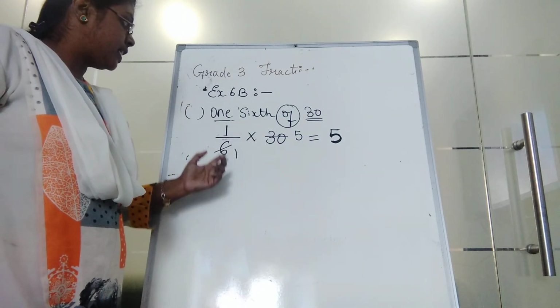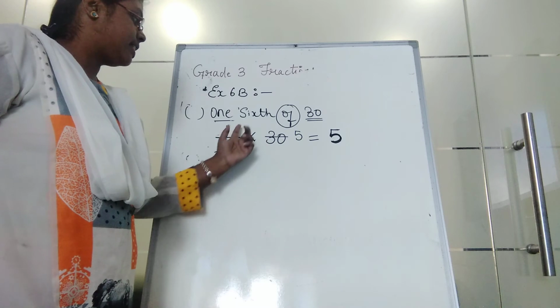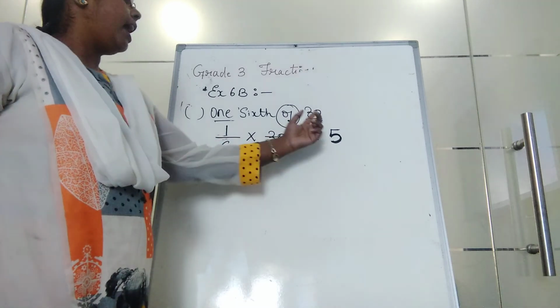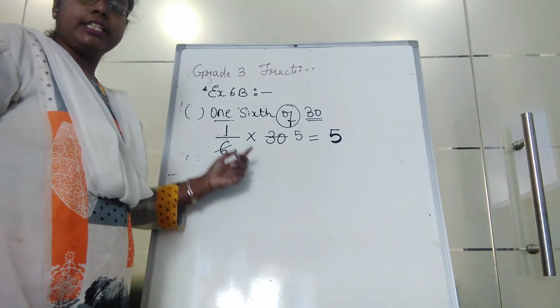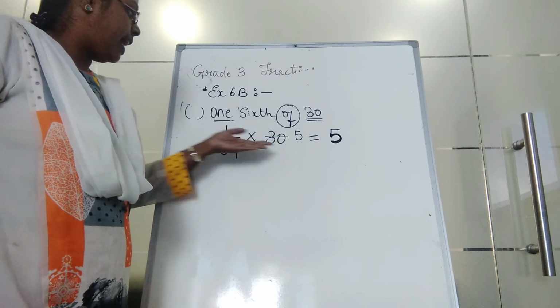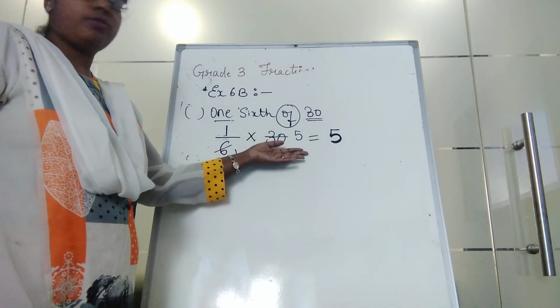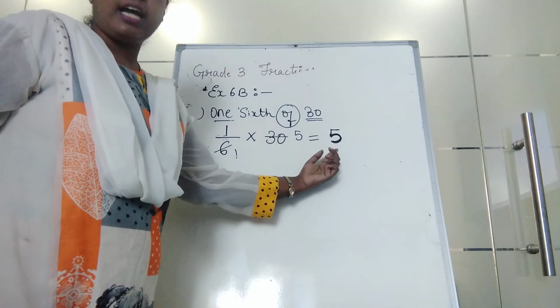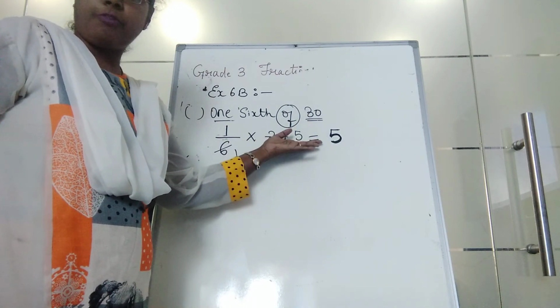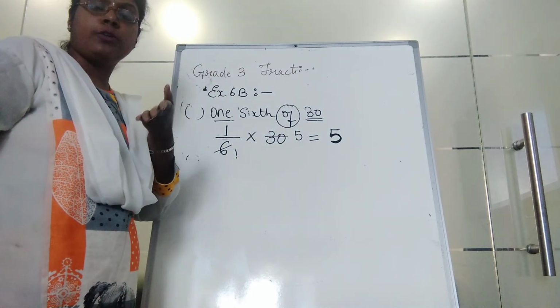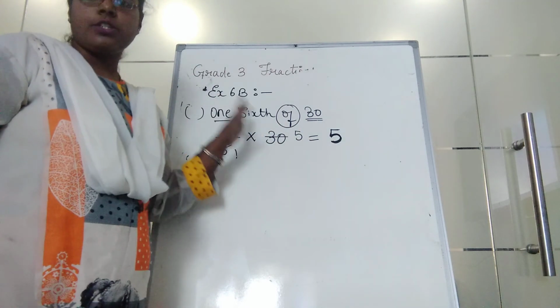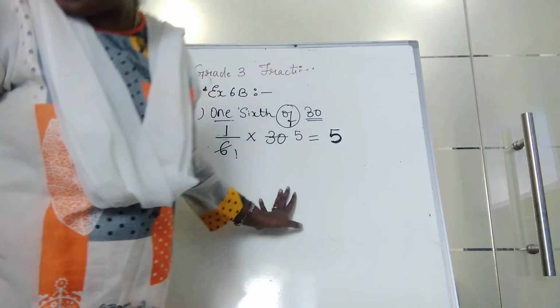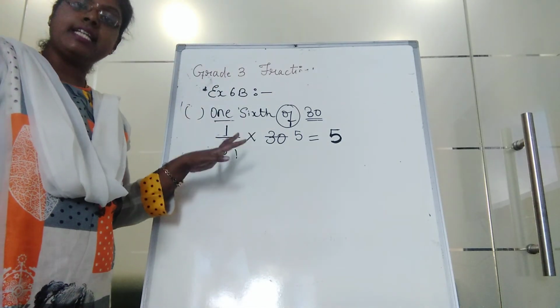So 1 by 6, this of is written as into, that is multiplication, and here 30. You need to divide 6 and 30. 6 1s are 6, 6 5s are 30. Multiply the top numbers, you will get the answer as 5, and that 5 you will be circling out of 30 objects. So this is all about today's class where we have solved exercise 6B.